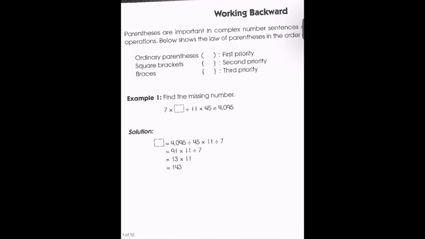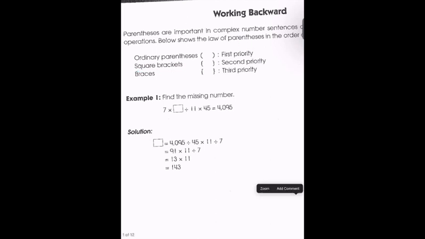So we have ordinary parentheses. These ones are first priority. Always do those first. Then we have square brackets, which look like this. They're second priority. And then braces are our third priority.